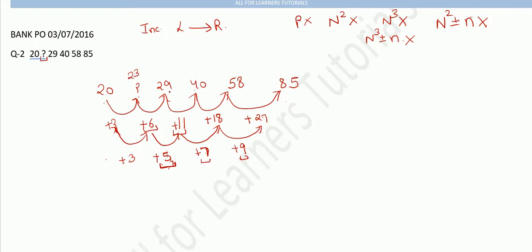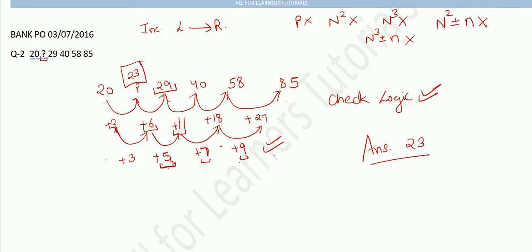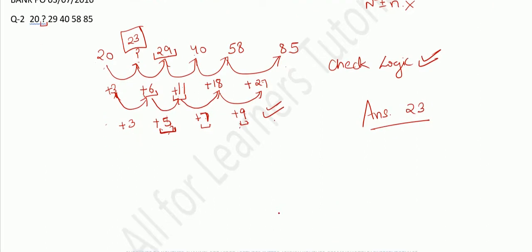23 plus 6 should be 29, which is right. That means after checking our logic we get it right. It means our logic is completely correct. So the answer is 23. Okay, let's move forward now.